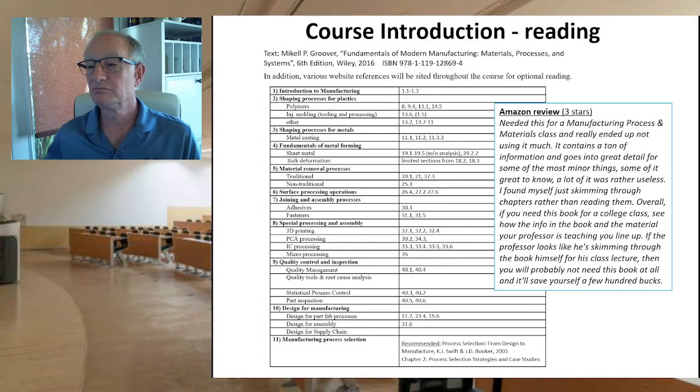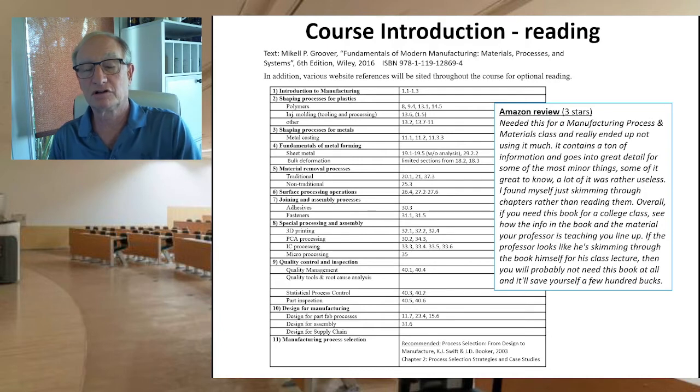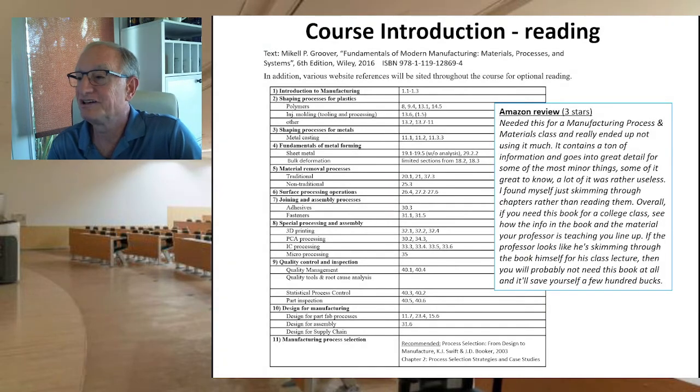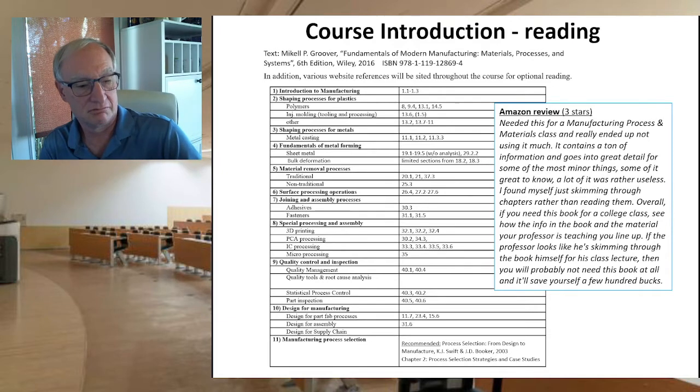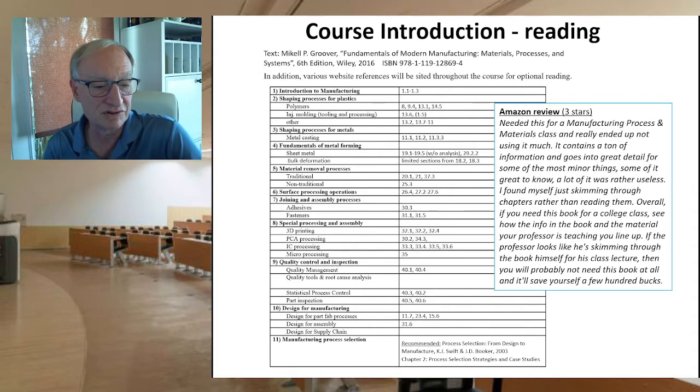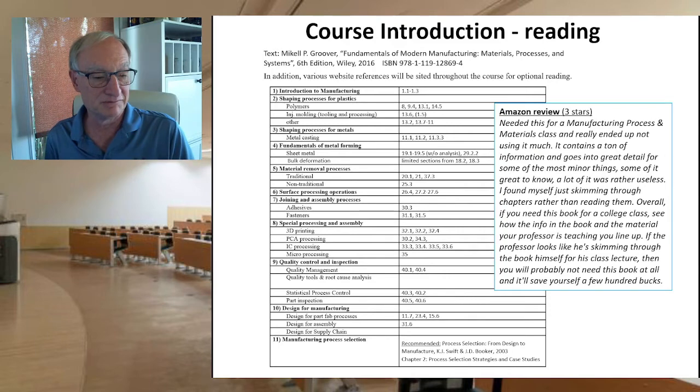There is some reading. There is a textbook. I think it's kind of optional. In fact, if you look closely at the Amazon review for our textbook, you may see some key points here. "I needed this for a manufacturing process materials class. Really ended up not using it much. It contains a ton of information and goes into great detail for some of the most minor things. Some of it great to know, some of it kind of useless. Found myself just skimming through the chapters rather than reading them."